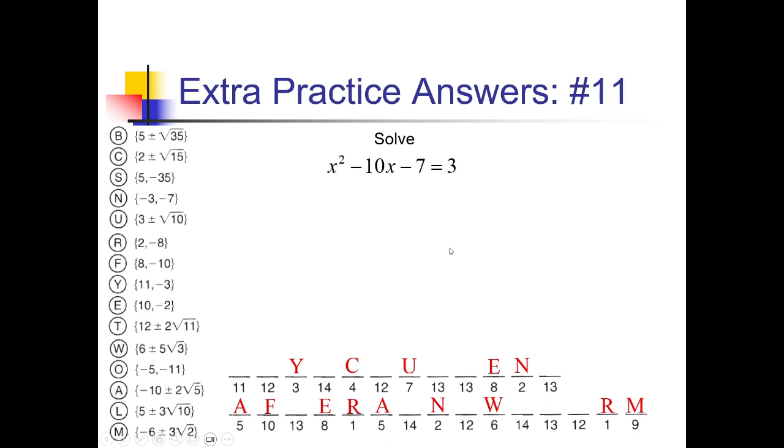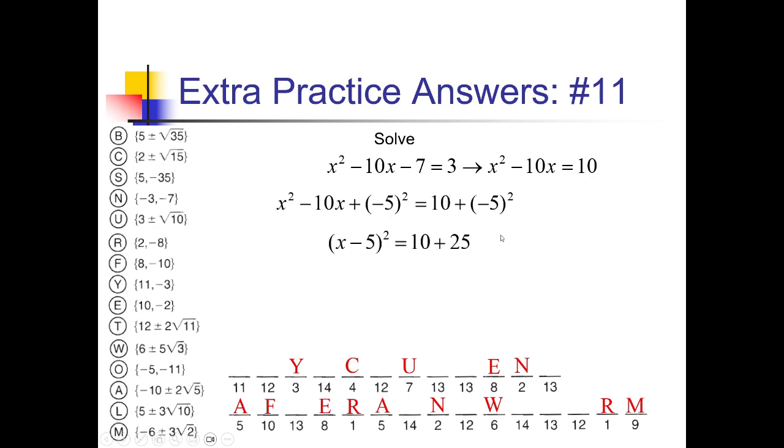For this next one, to complete the square, I'm going to add 7 over to the right side. There's already a 3 over there, so that gives me a 10. And then half of this middle coefficient, this negative 10, that's negative 5. I'll square that and add negative 5 squared to both sides. So for the left, factoring that, I've got x minus 5 quantity squared. On the right, we have 10 plus 25, which is 35.